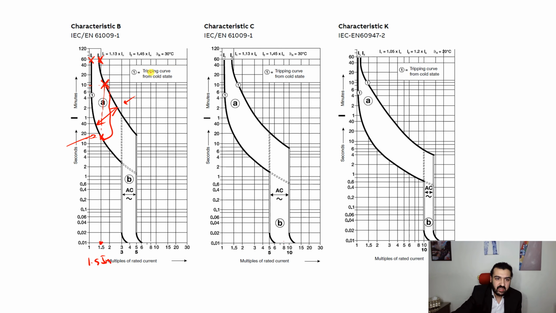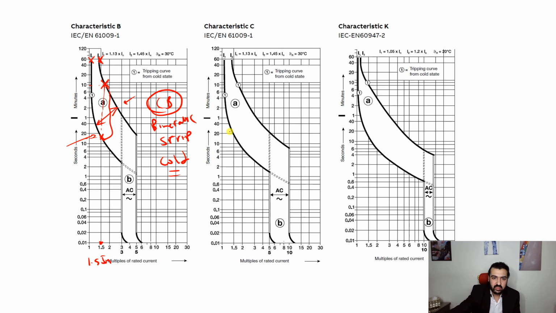Another thing is that this says tripping curve from cold state, meaning that these characteristics apply when the circuit breaker was shut down for more than an hour, or the circuit breaker has not been operated previously, meaning that the bimetallic strip is already in cold state, not in hot state. No current has been passed, which would make it hot. Cold state means that no current had passed through this circuit breaker.